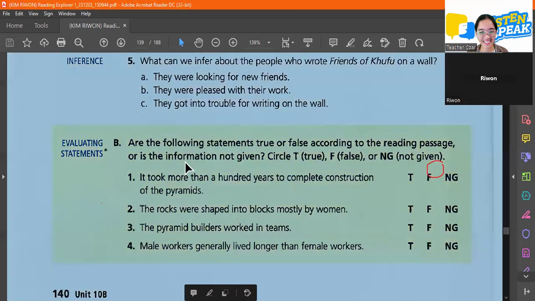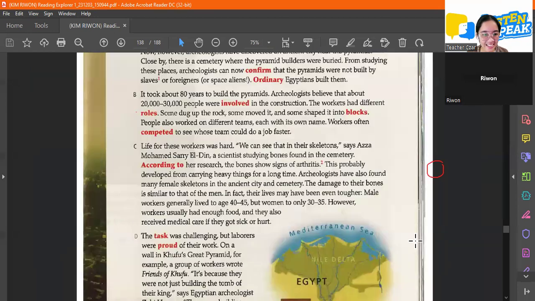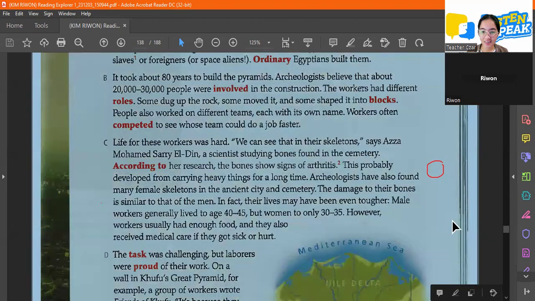Okay, True. I will show you again. Okay, so here, workers had different roles. So they just indicated the word workers. Some dug up the rock, some moved it, and some shaped it into blocks. Okay, ready?